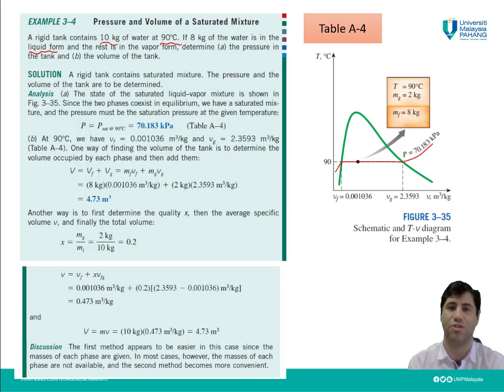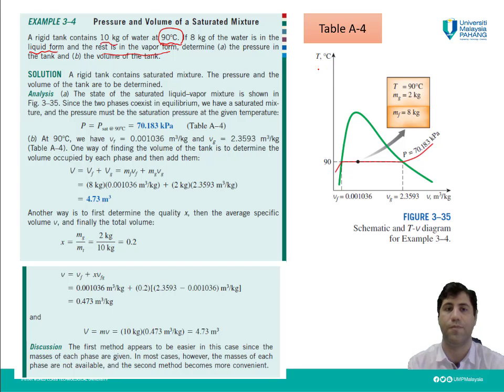we know that we have a mixture. 8 kilograms of water is in liquid form and the rest is vapor form. The rest means 2 kilograms is vapor. Then we need to determine A, the pressure in the tank, B, the volume of it. Simply again, you can see here we have temperature and we have the mass. But here, because we have a mixture, we need to also find x or quality.